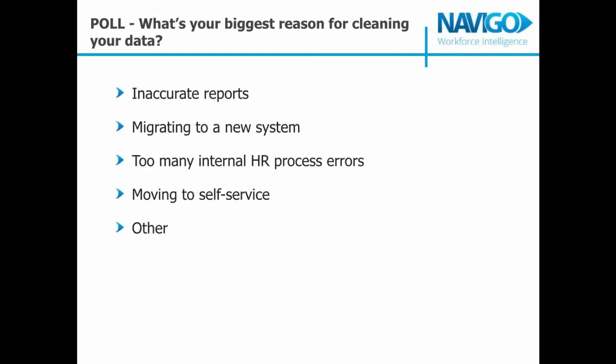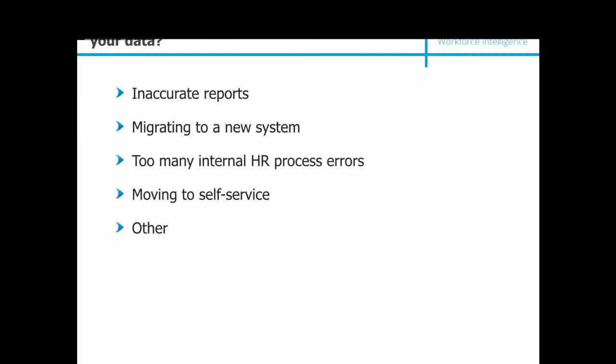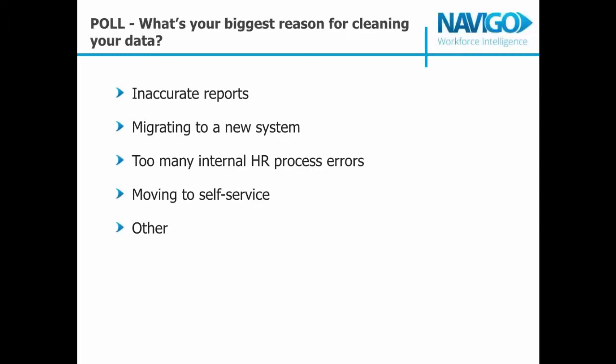Inaccurate reports are certainly leading the way at the moment. Oh, they've exceeded 50%. Race is on. Can anyone overtake inaccurate reports? No. Okay, we'll give that another 30 seconds or so. Come on, too many internal HR processes, you can do it. Okay, let's have a look at the results there. All right, so inaccurate reports seems to have won the day. My guess was actually too many internal HR process errors. So that's very interesting.